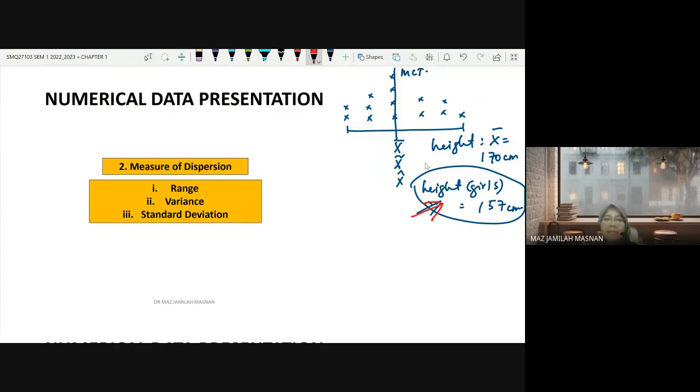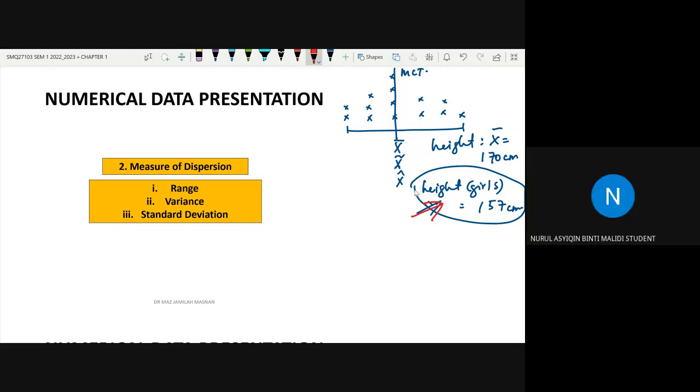Why can I not depend only on the measure of central tendency to describe my data?